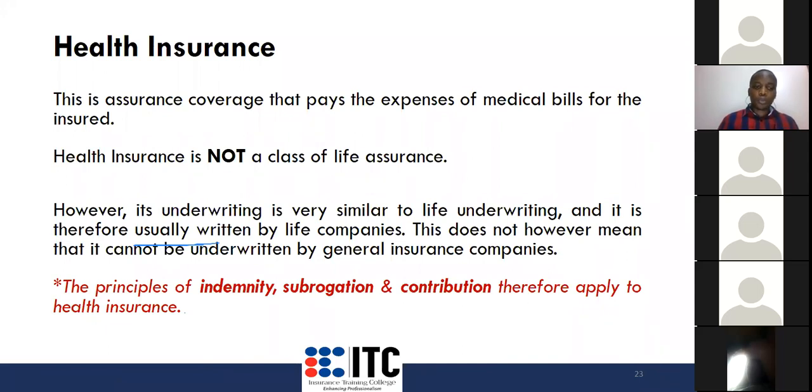So the principles of indemnity, subrogation, and contribution therefore apply to health insurance. As a result, you may find, for example, members of medical schemes may be required to co-pay. If you have two schemes, it may be affected by those particular principles.